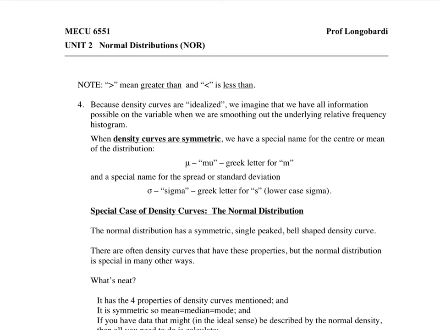All right, a fourth point about density curves. Because density curves are idealized, we imagine that we have all information possible on the variable when we are smoothing out the underlying relative frequency histogram. When density curves are symmetric, we have a special name for the center or the mean of the distribution, as I explained. The mu is the Greek symbol for m, and we also have a special name for the spread, or the standard deviation. Sigma is the Greek letter for s, lowercase s in Greek. So we can apply to the density curve, as I mentioned before, at the center, since it's symmetric, well, the one that we're looking at is symmetric, we will refer to the center as mu.